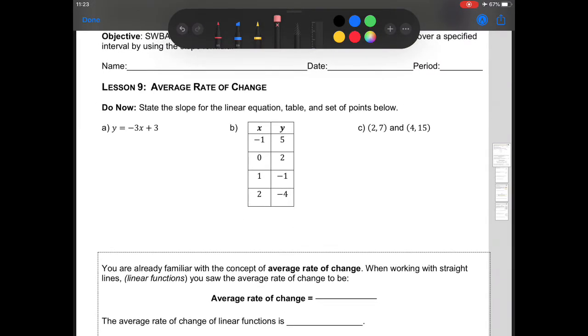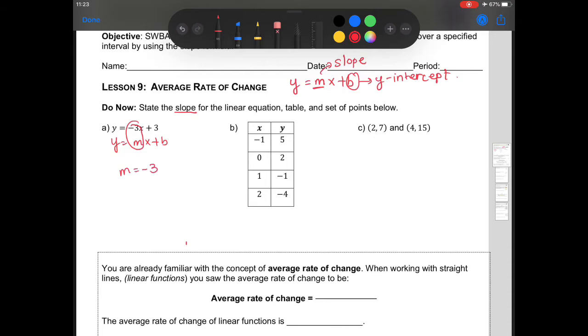So the do now says state the slope for the linear equation, table, and set of points below. You're given 3 questions and you want to find the slope. Remember, the equation of a line is y equals mx plus b. Your m is your slope, the rise over run. B is your y-intercept, the point where the graph crosses the y-axis. Since the equation is given, if I rewrite y equals mx plus b underneath, what's in place of m? I have -3, so my slope is -3.